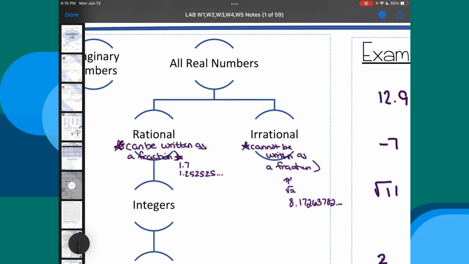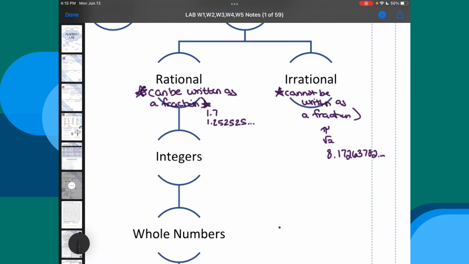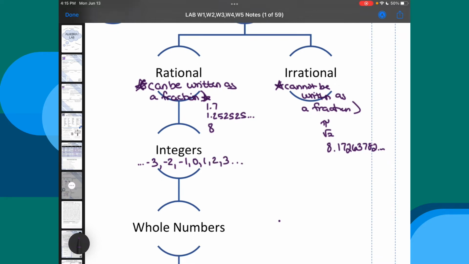There's an additional subcategory of rational numbers. Rational numbers can be written as a decimal. They are also like 8, because that is a decimal, 8.0. So a subcategory is integers. Integers are complete numbers. There's no decimals. And they include all the negative and positive complete numbers and also 0.